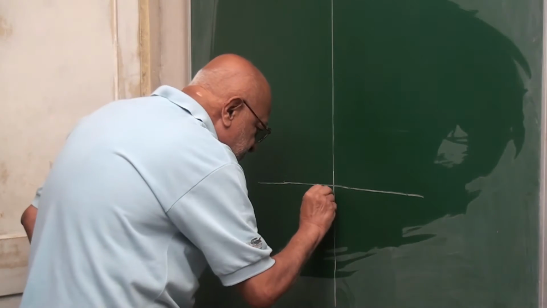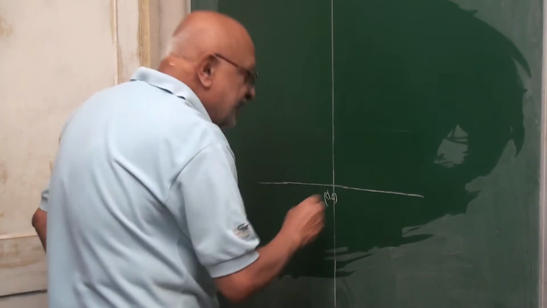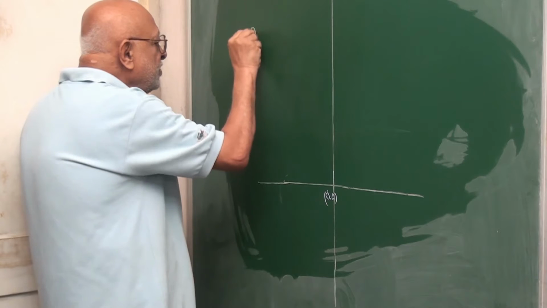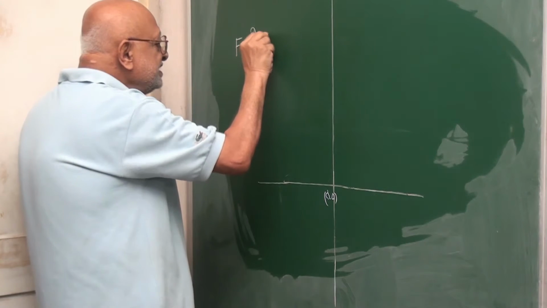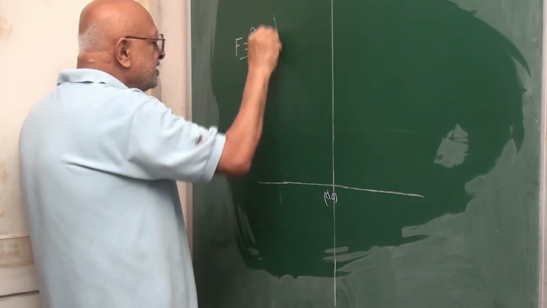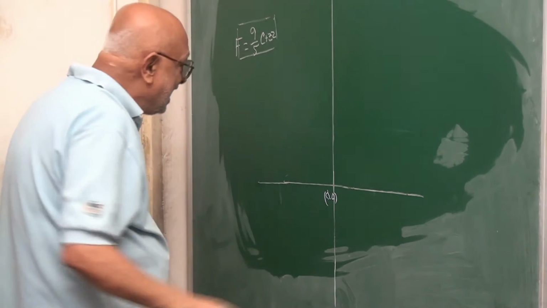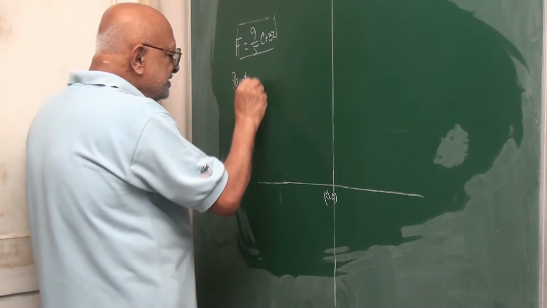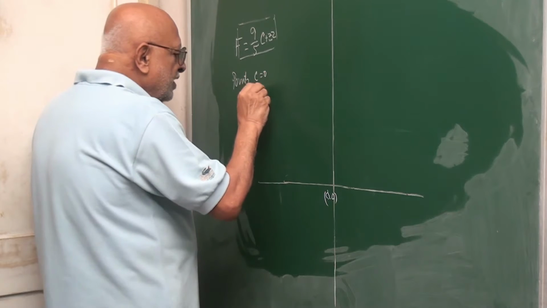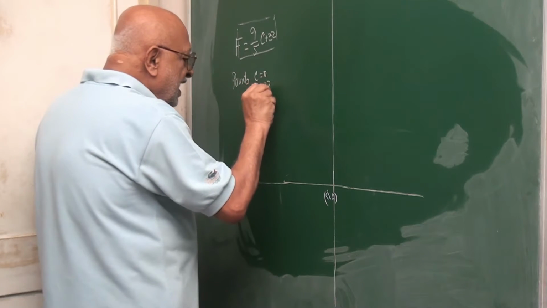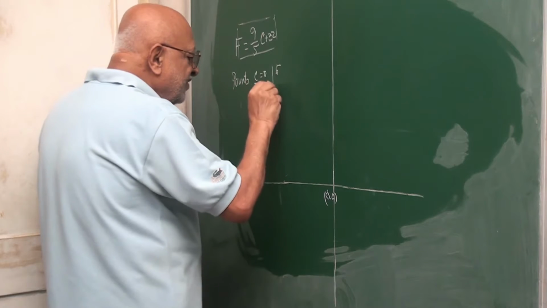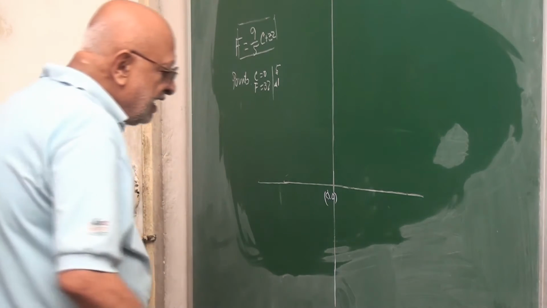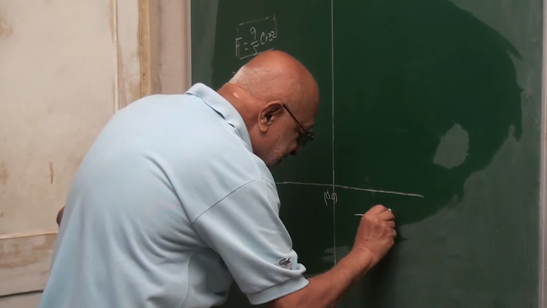Okay, so this is 0, 0. Let's remember our relationship, that is F equal to 9 by 5 C plus 32. We will leave it here. Our points are: one is C equal to 0, so F is equal to 32, another one is C equal to 5, and F equal to 41. Now this side it will be C.